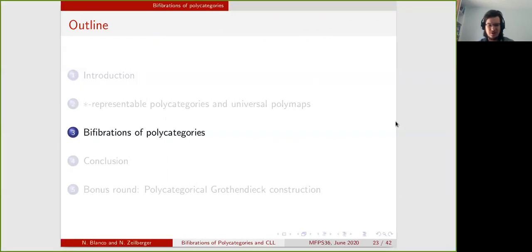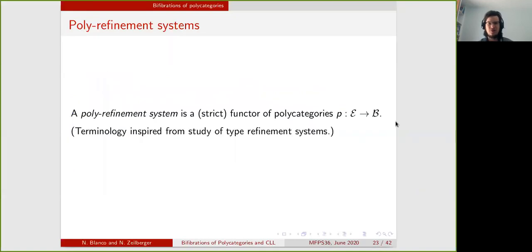So this gives us a first contribution, which was to give an alternative definition of what it means for polycategories to be representable. And now we can go and define bifibration of polycategories. So first, some terminology. We will call a functor of polycategories a poly-refinement system. This terminology is inspired by the study of type refinement systems as functors of categories.